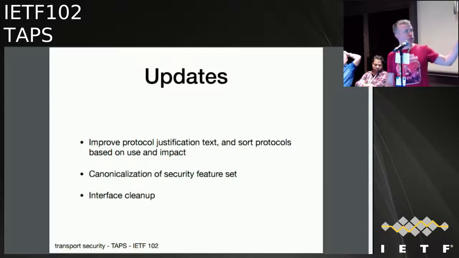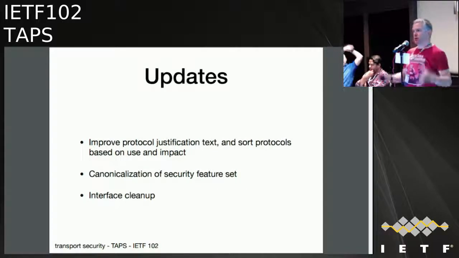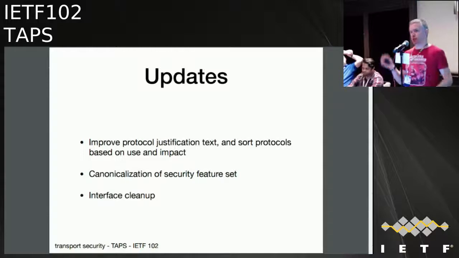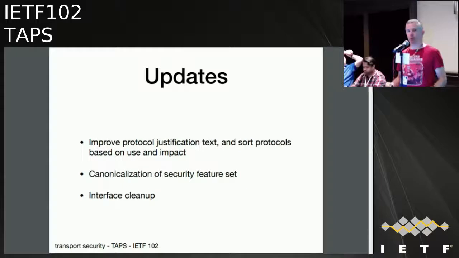We also spent a bunch of time canonicalizing the security feature set so that we would have some consistency between the protocols that were listed in the draft. Before, it was very ad hoc. It almost seemed like some text was copied and pasted from different places and not standardized in some way that would allow someone to understand exactly why we chose one thing and not another. And we also did a bunch of interface cleanup, where by interface I mean the way the security protocols interface with the transport protocols and other layers of the stack.